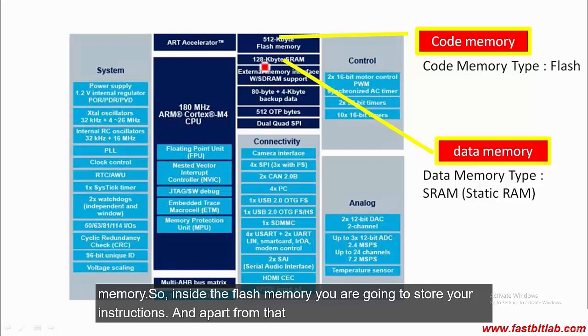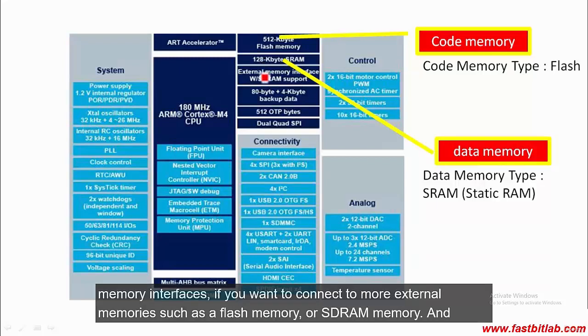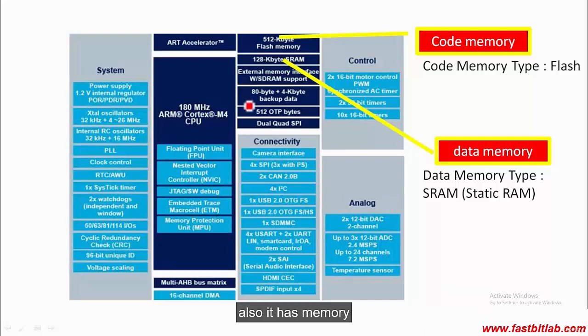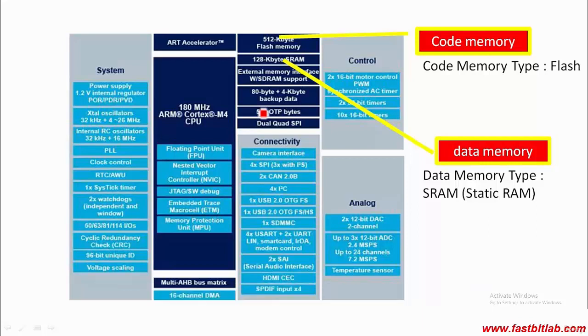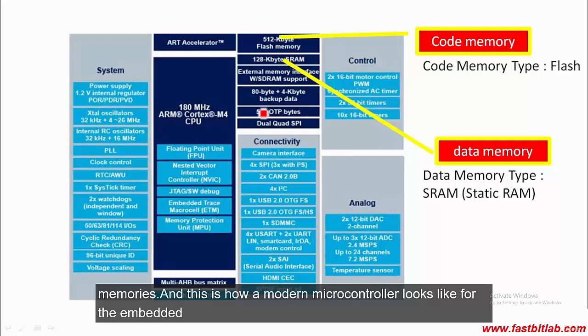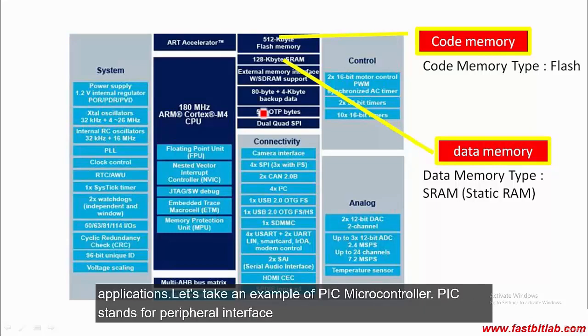And apart from that, it has external memory interfaces if you want to connect more external memories such as flash memory or SDRAM memory. And also it has OTP memory, that is one-time programmable memory, and all these are actually internal memories. And this is how a modern microcontroller looks like for embedded applications.